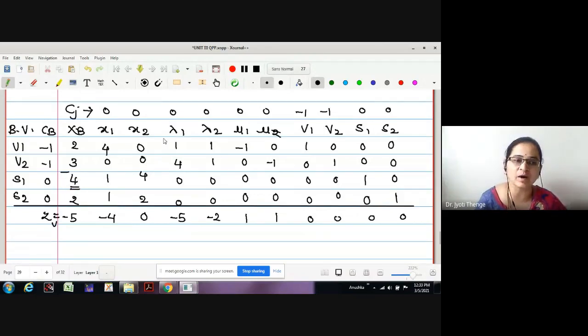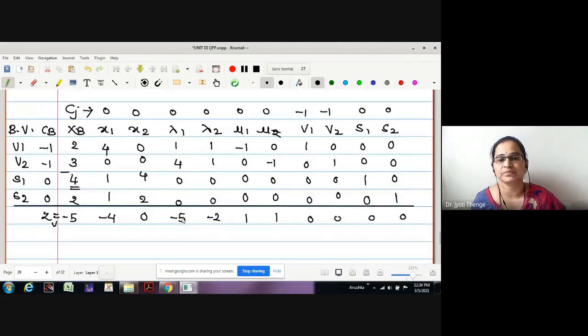Therefore, we cannot enter lambda 1 in the basis, because if both of them become basic variables, then they take non-zero values and the product will not be 0. Therefore, just to ensure the complementary slackness condition that the product of lambda 1 and S1 is 0, one of them should be a non-basic variable. As S1 is already in the basis, lambda 1 cannot become a basic variable. Therefore, we have to keep lambda 1 as non-basic itself, and we could not enter lambda 1.